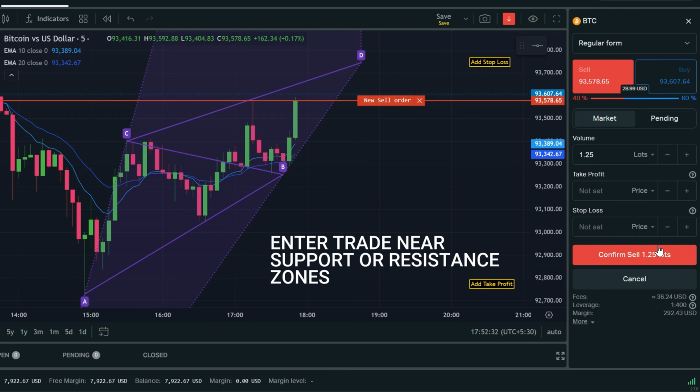Well, I usually look to trade near support and resistance lines. These are key zones where the price tends to either reverse or break out. They're perfect for planning trades with lower risk and better reward potential. But since this is all about teaching you, I'm going to take a little risk here and enter a trade that's slightly off the ideal entry point.